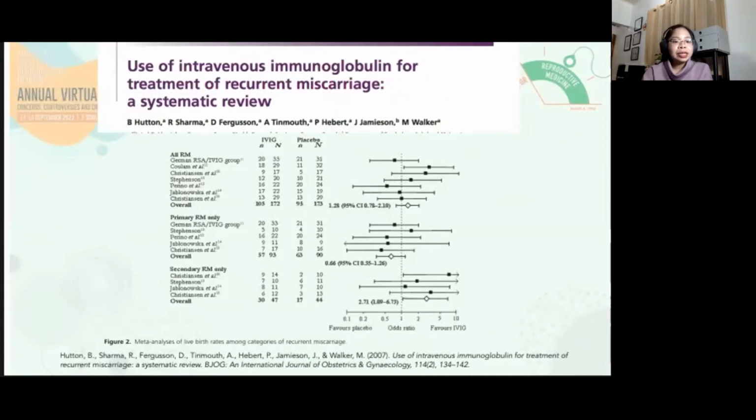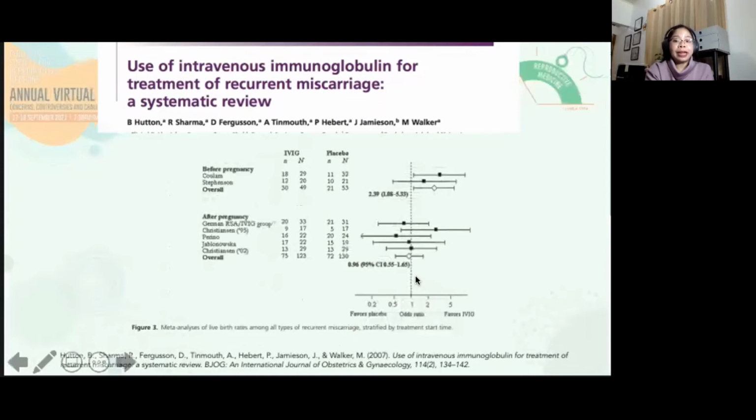Now let's look at the current scientific evidence we have regarding the use of IVIG as treatment for RPL. Let's first take a look at this meta-analysis done by the group of Hutton et al., published in 2007. As you can see here, they identified 8 trials involving 442 women that were given IVIG therapy. Overall, IVIG did not significantly increase the odds ratio of live birth when compared with placebo for treatment of recurrent pregnancy loss. There is, however, a significant increase in the live birth rates following IVIG use in women with secondary recurrent miscarriage.